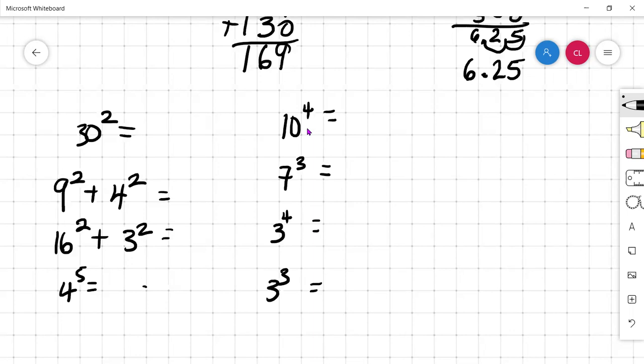Okay. So 30 squared, 9 squared plus 4 squared, 16 squared plus 3 squared, 4 raised to the 5th power, 10 to the 4th power, 7 to the third power, 3 raised to the fourth power, and 3 raised to the third power.